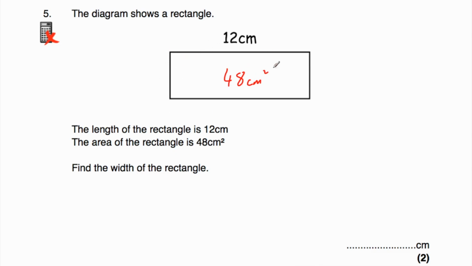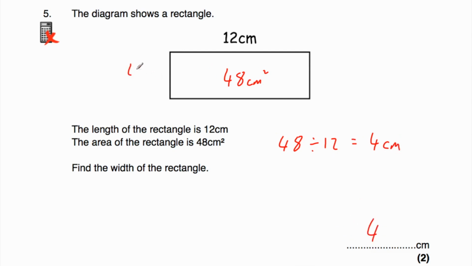So if we know the area and we've got its length, to find the width, we'll do the area divided by the length, because the length times the width gives us our area. So we're going to do 48 divided by 12, and 48 divided by 12 is equal to 4. So the width of the rectangle is 4 centimetres.